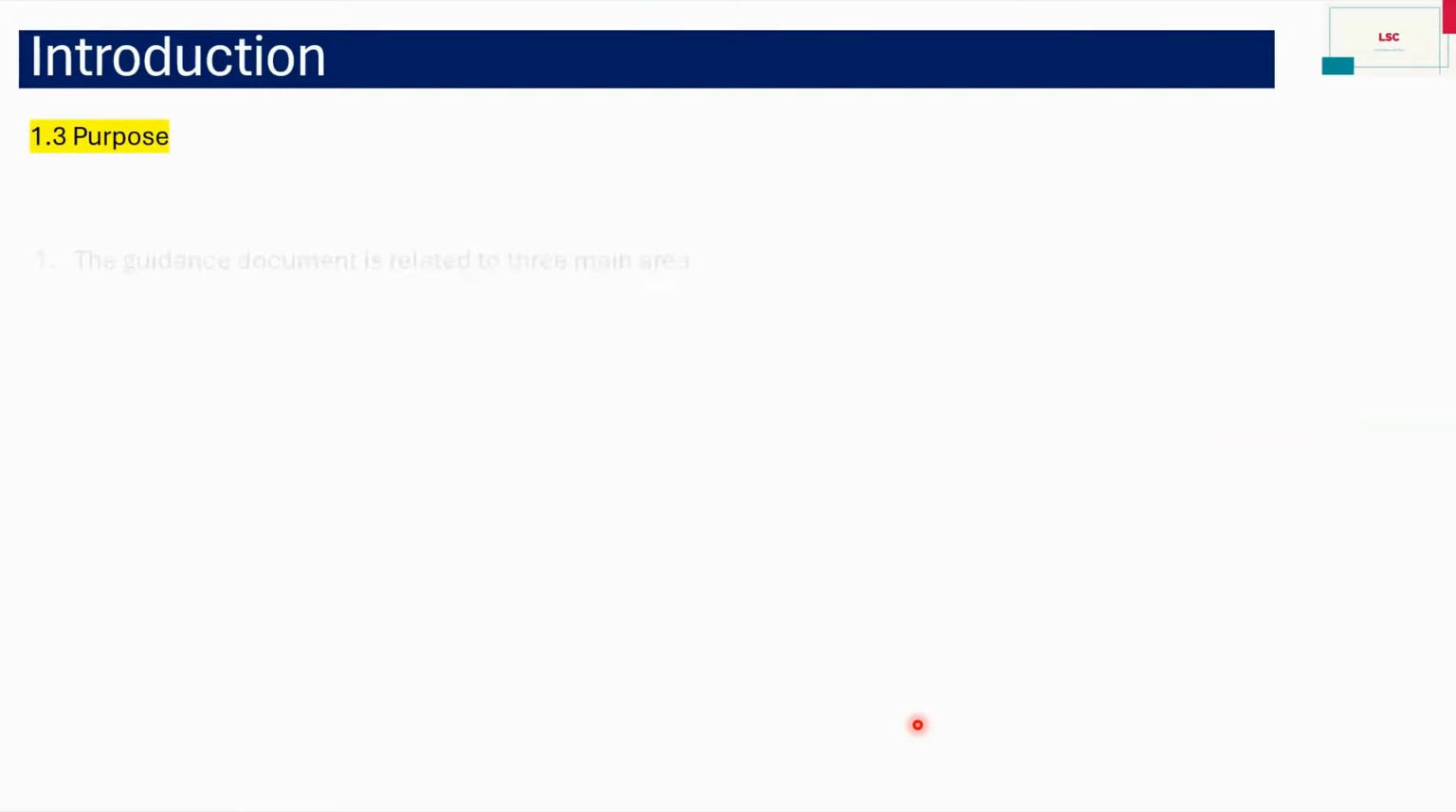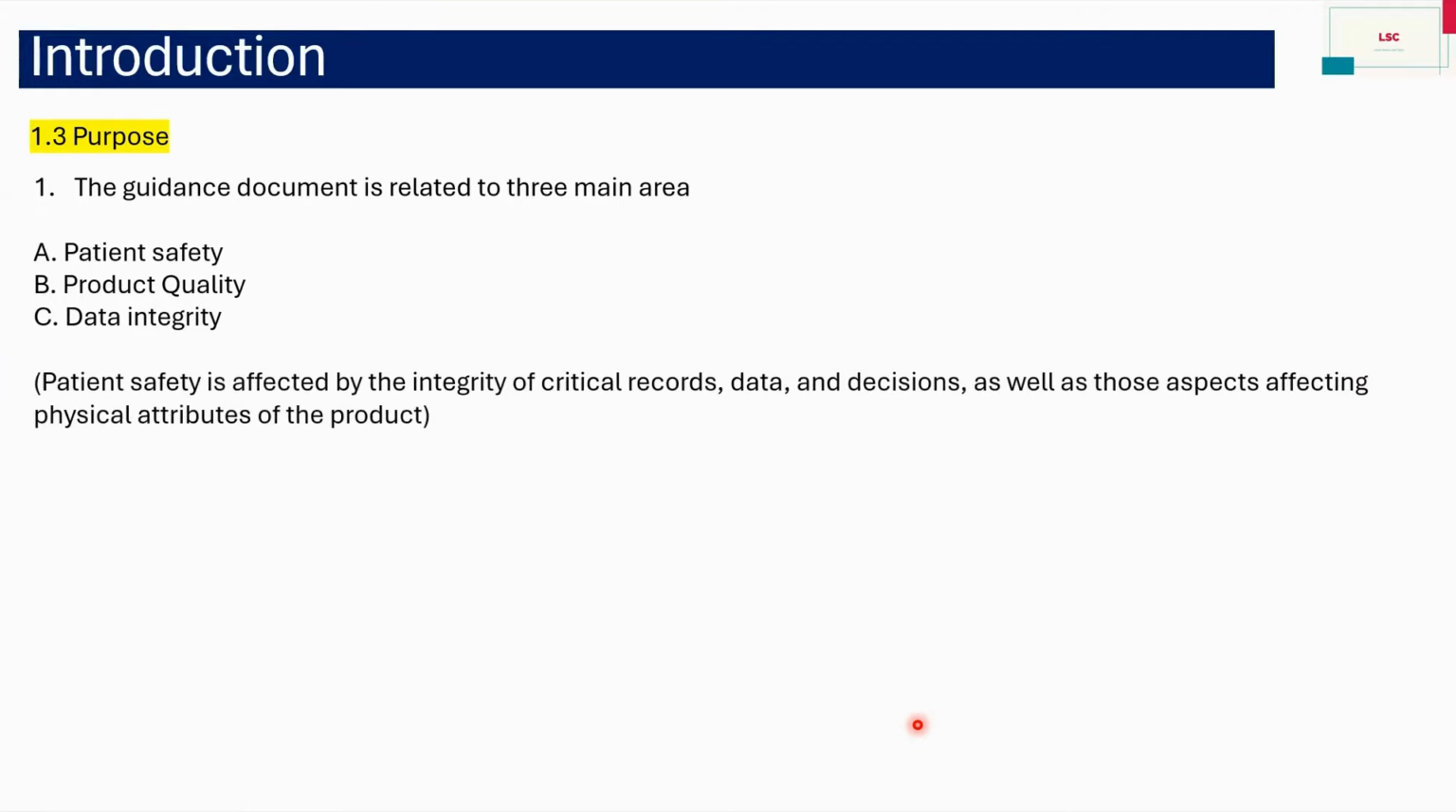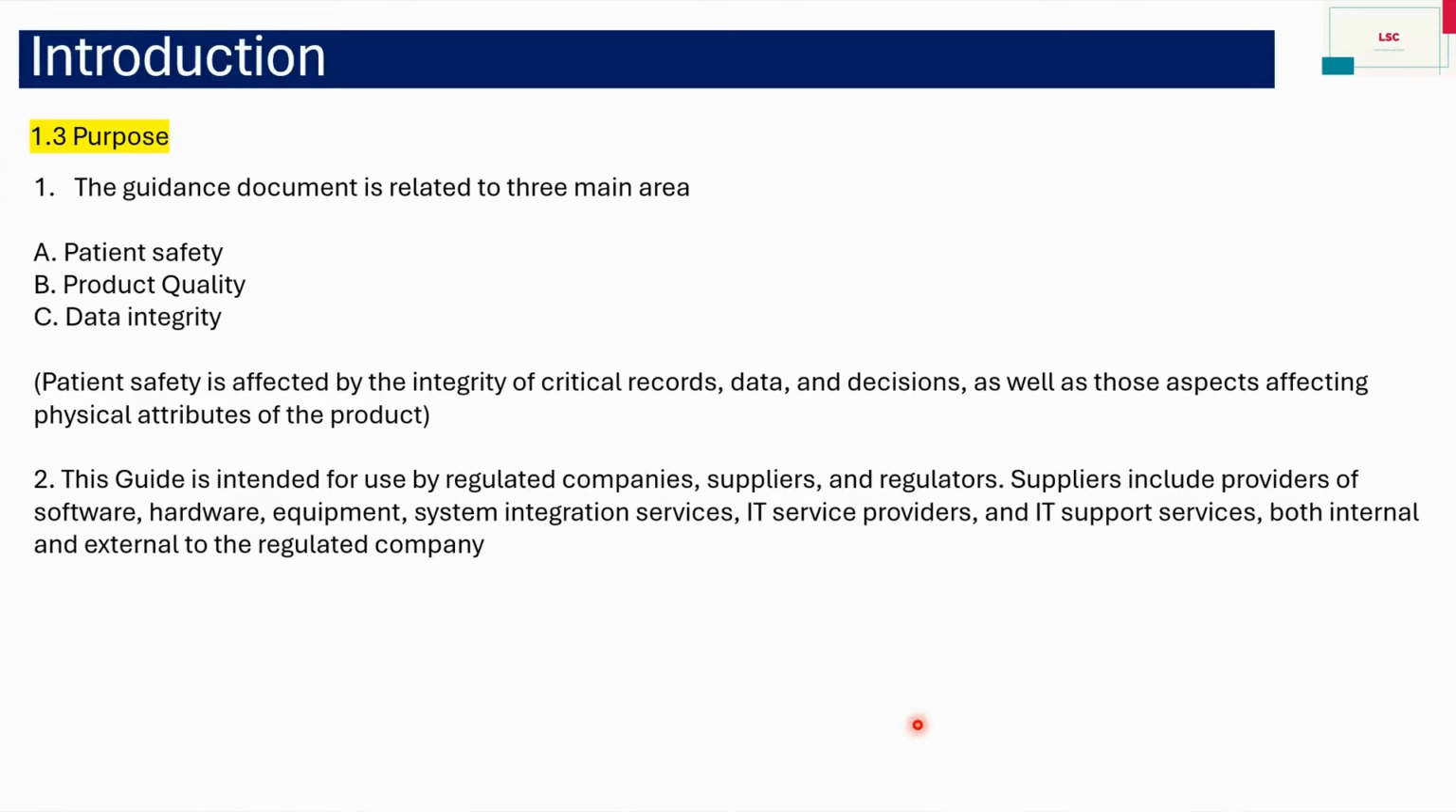Then purpose. The guidance document is related to three main areas. We know very well: patient safety, product quality, and data integrity. Patient safety is affected by the integrity of critical records, data, and decisions, as well as those aspects affecting physical attributes of the product. So patient safety is first, and product quality and data integrity always support the patient safety aim. This guide is intended for use by regulated companies, suppliers, and regulators.